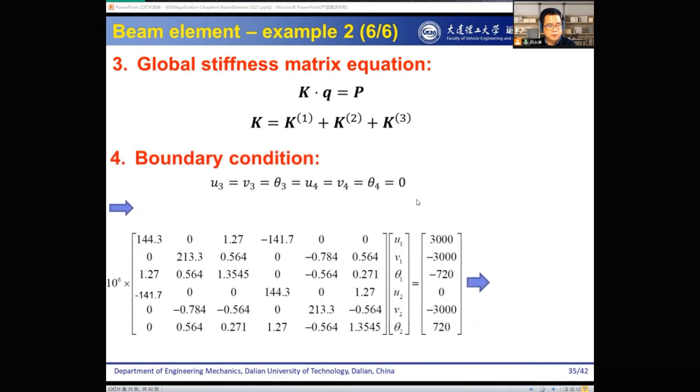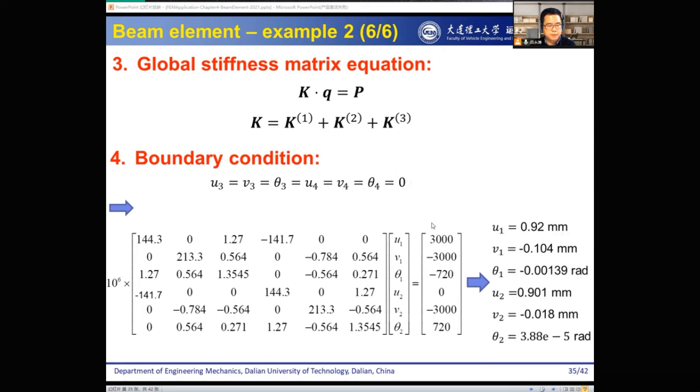And then we make use of the boundary condition. Those are 0, so we can reduce the dimension of the global stiffness matrix. And then we solve these equations, and then we obtain the displacement for the node variables. Okay, this is the whole procedure. So once you solve the node displacement, then you can solve the displacement, the strain and stress in the structure.